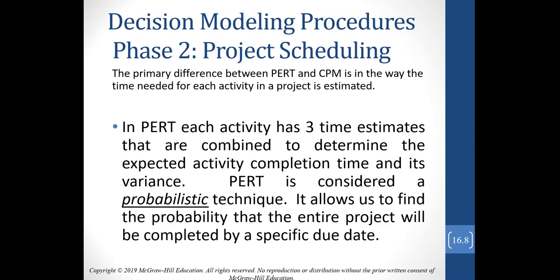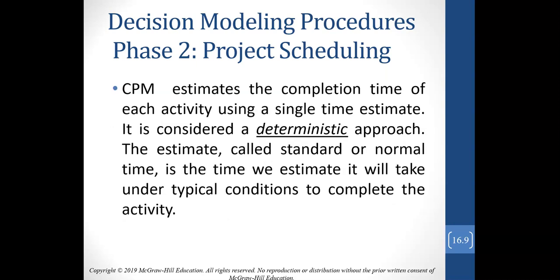The PERT method is considered the probabilistic technique. It allows us to find the probability that the entire project will be completed by a specific due date. And we'll go through some very specific examples when we talk about the PERT methodology next week. Like I said, this week we're going to talk about the critical path, or the CPM method, to project scheduling.